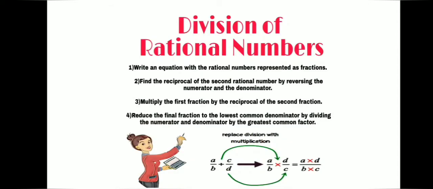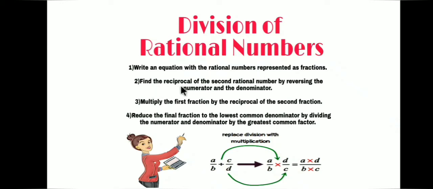Now let us start the division of rational numbers. Whenever there is a sum given in which we have to divide one rational number by the other rational number, we have to follow certain steps. The first step says, write an equation with a rational number represented as fractions. This means that you have to write the operation in terms of fractions, like in the form a upon b divided by c upon d.